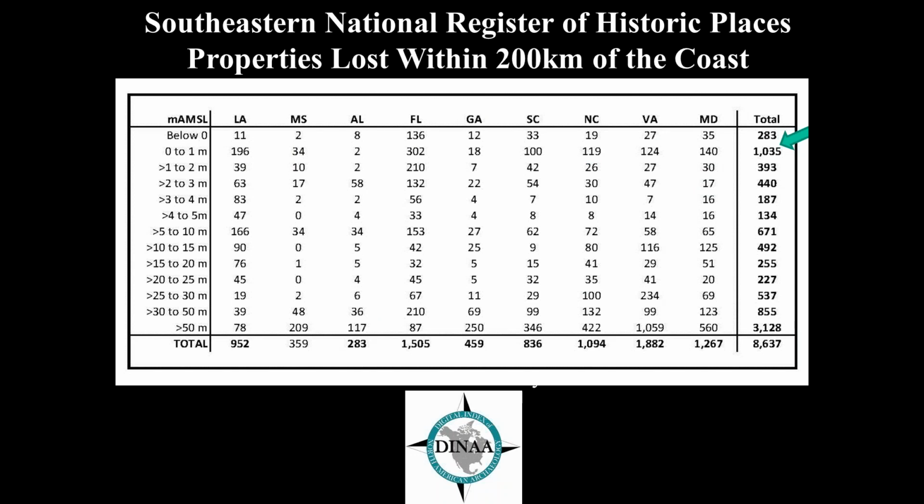These numbers include many iconic places in American history, such as St. Augustine, portions of Jamestown, the Battery in Charleston, and many sites created by First Peoples. Many of these sites, of course, are national parks or national monuments.